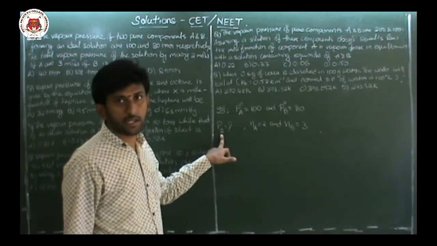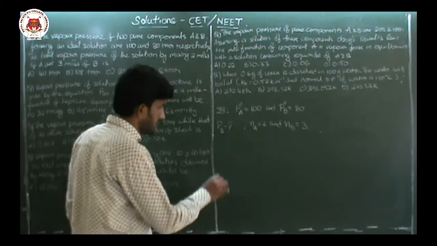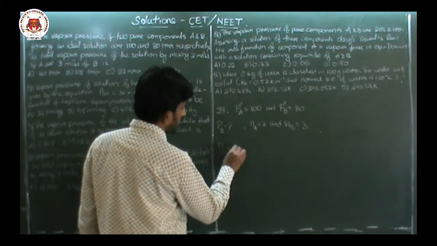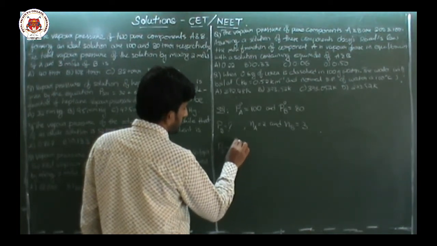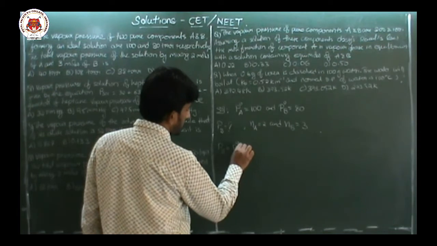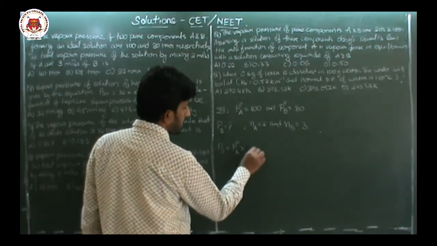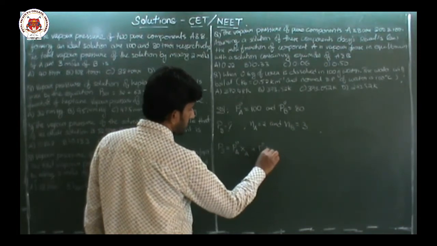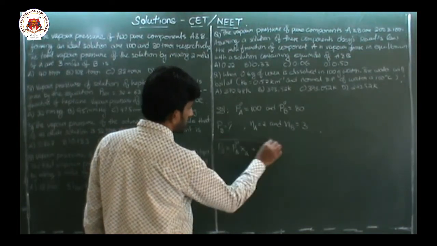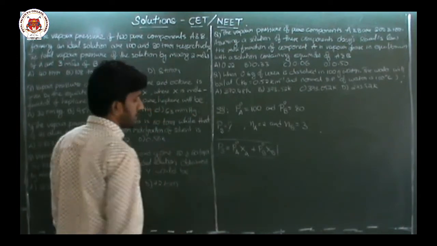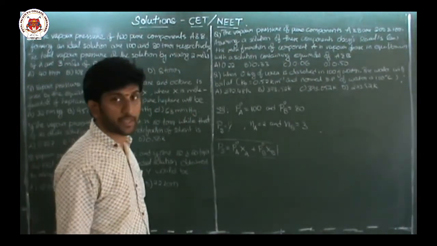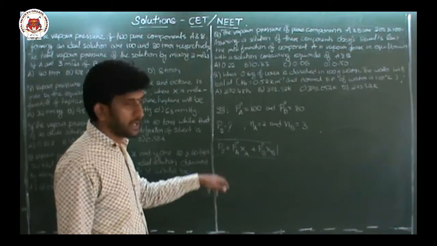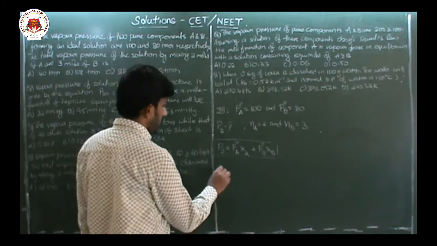Now according to Raoult's law, if you apply ideal condition, then pressure of solution or total pressure must be equal to pure pressure of component A into mole fraction of A plus pure pressure of component B into mole fraction of B. This is the formula.